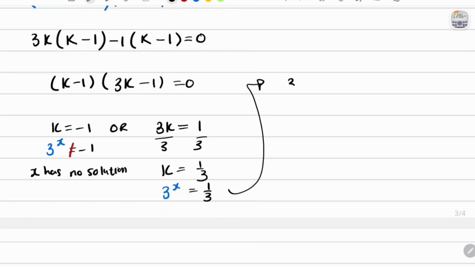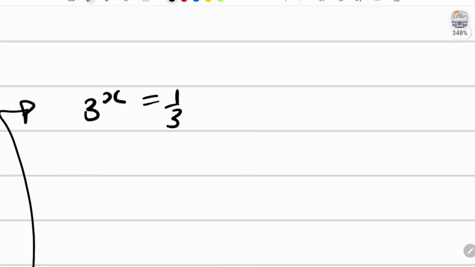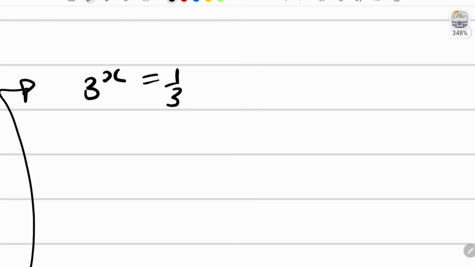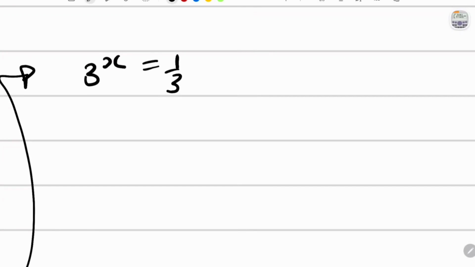So 3 to the power of x is equal to 1 over 3. How do we solve for this equation? Well, do you see that they both have 3's? And that's a good thing. You just have to try and make the bases the same.